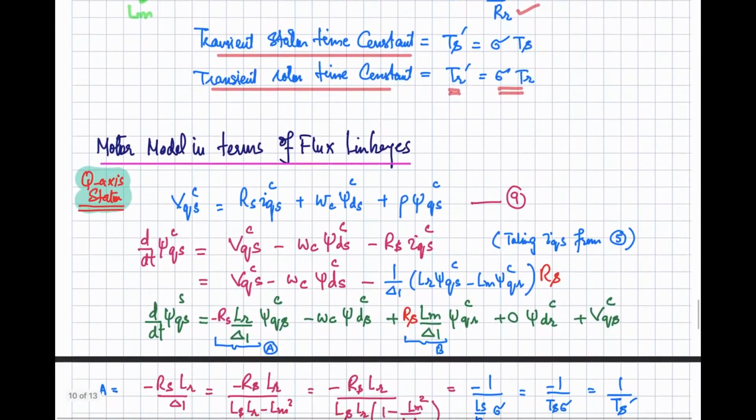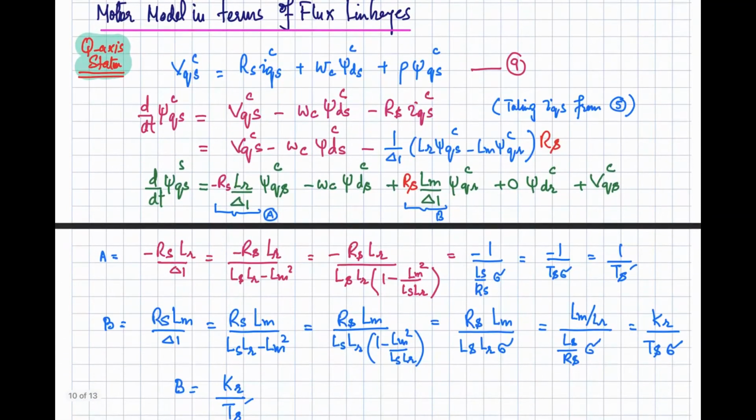So now let's take them one by one. First of all, the first voltage equation: VQS is equal to Rs into IQS plus omega C plus the derivative of phi QS. We have seen these equations in the previous videos. This is the q-axis voltage equation, and if we rearrange it, we can write it like this. This is basically representing the derivative part.